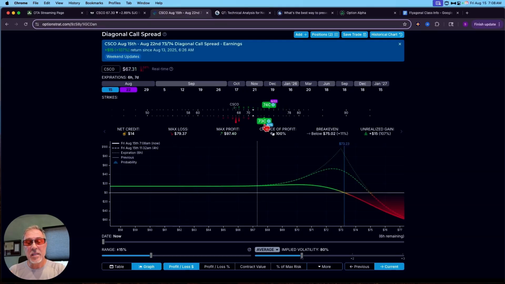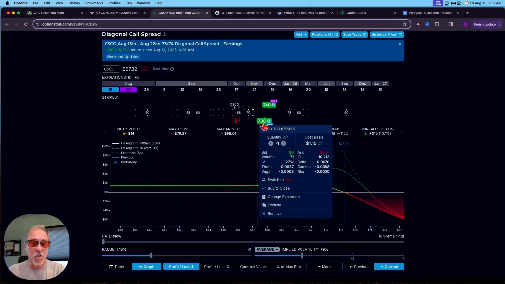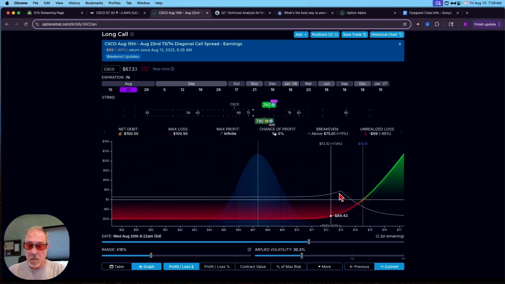So this is a time spread. In a time spread, this one is going to expire today. This one is still live until the 22nd. The P&L diagram is modeling this based on the fact that both of these will get closed today. So in other words, if this one expires, let me just exclude this one out of the picture there.